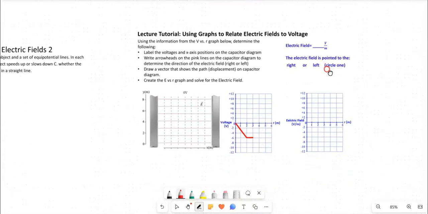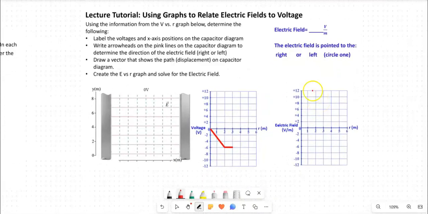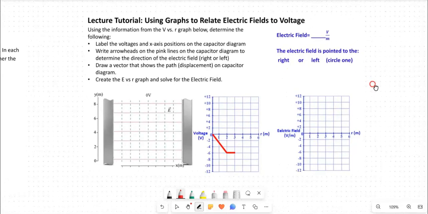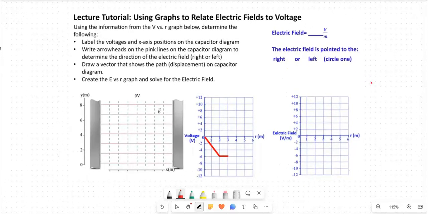Let's go on to another one that we did in 3.2, but similar to one of the problems on your homework. Here you're given a voltage that starts off at 0 volts, and it looks like it's dropping off to negative 6 volts across 2 meters. And then it looks like it just stops, and for 1 meter, it's a constant voltage. So that's kind of interesting.